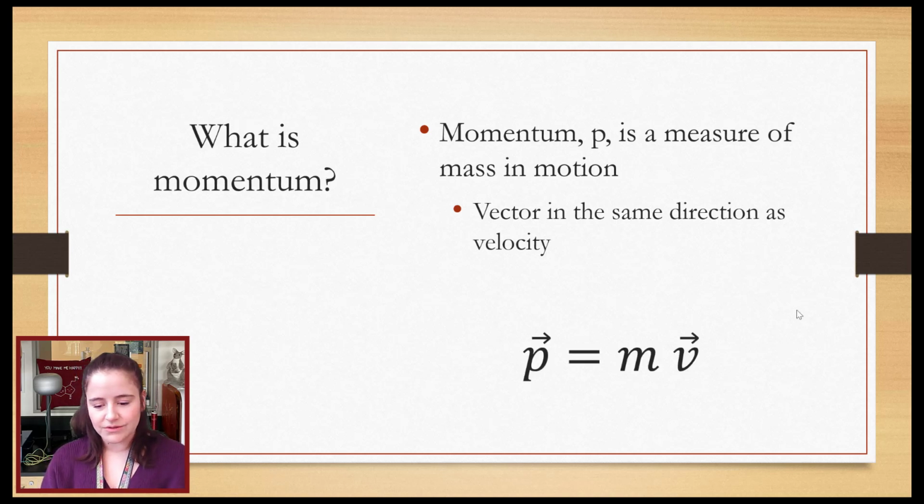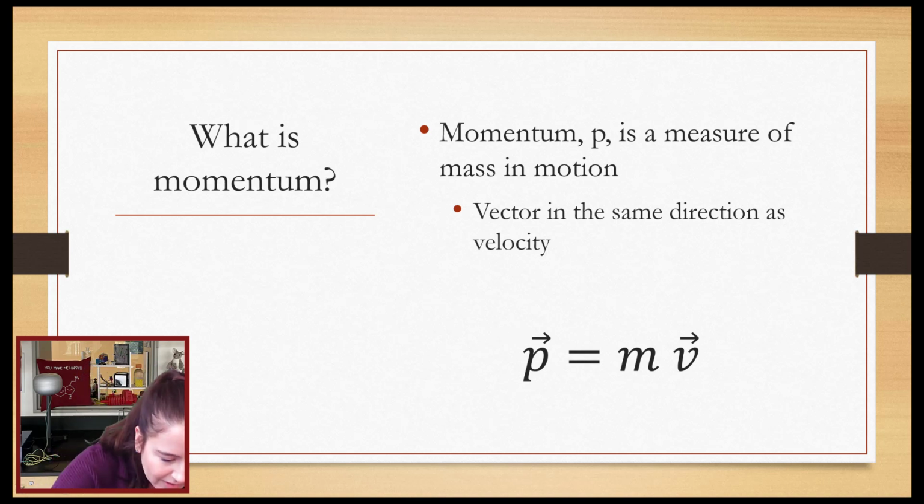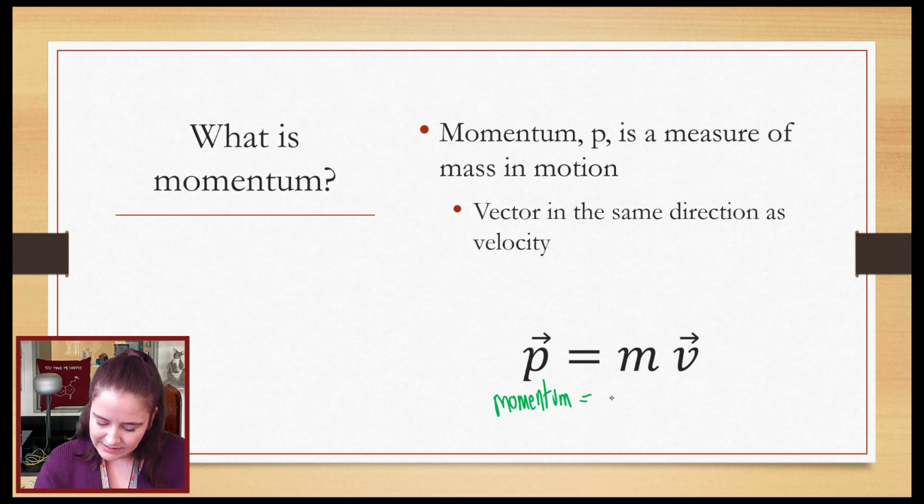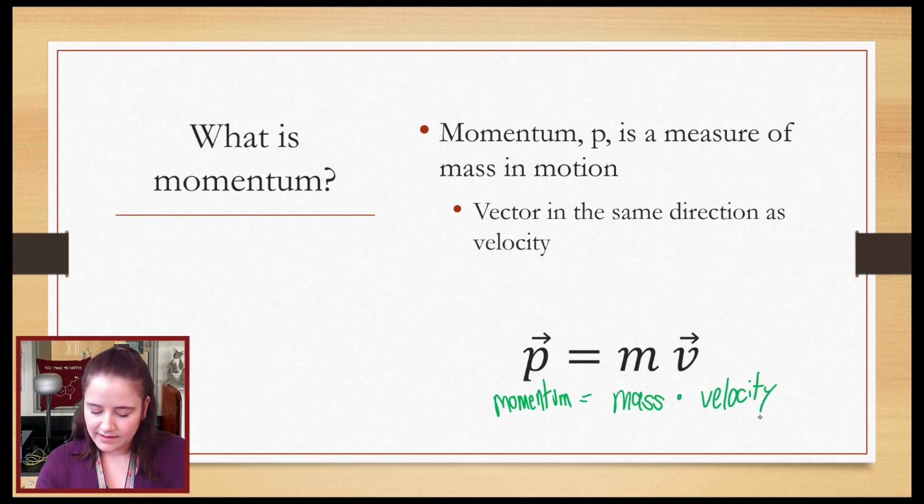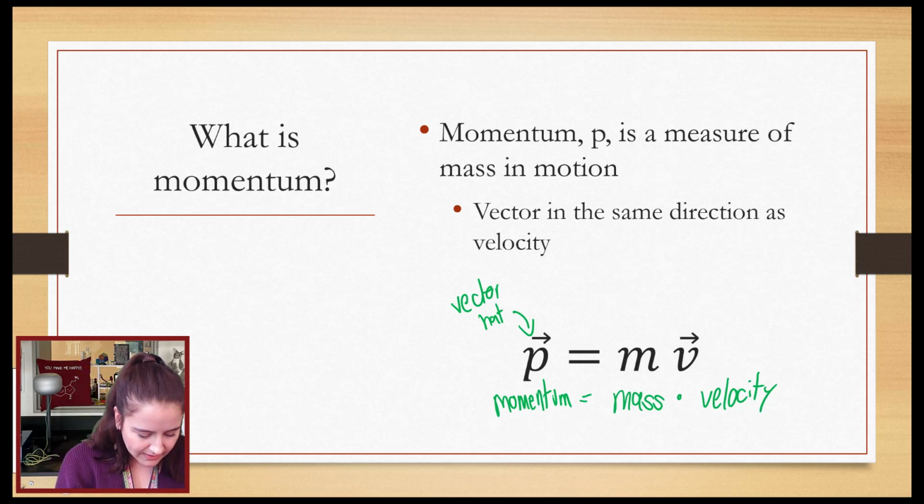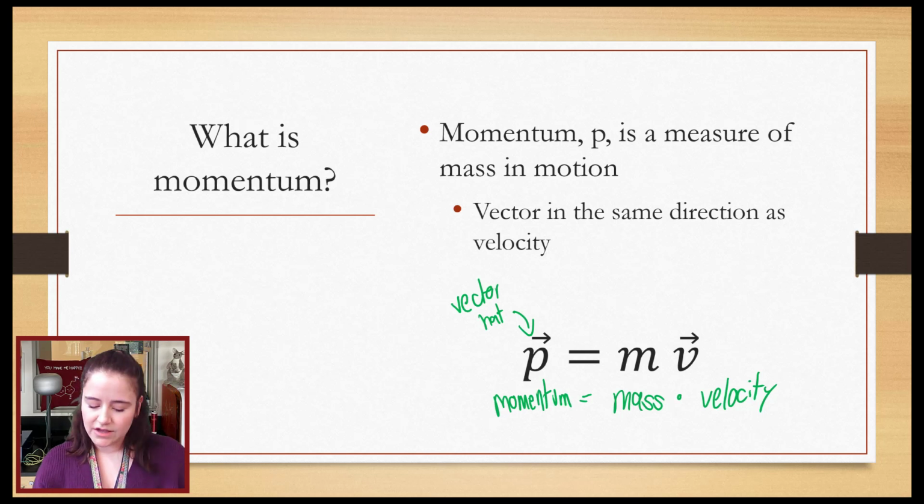And the equation that we use for momentum is momentum, p, equals mass times velocity. Okay, these little arrows on top are just your vector hats. So they're just showing that that momentum p is in the same direction as that velocity. And then the units that we use for mass is kilograms and velocity is meters per second.